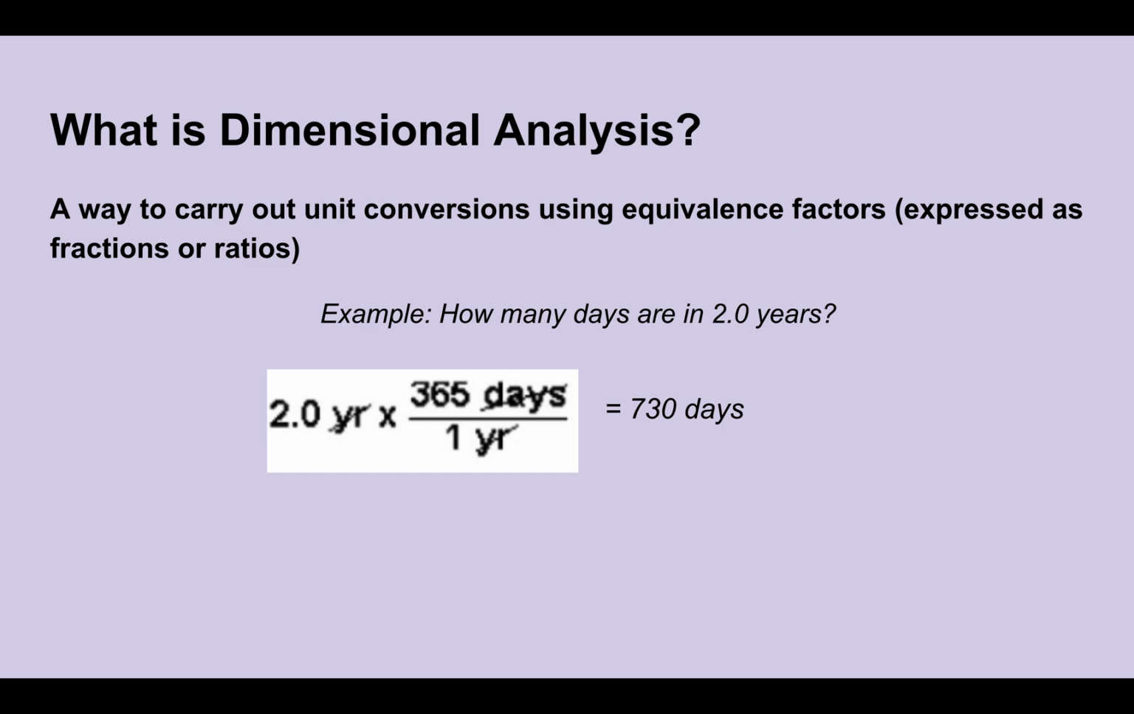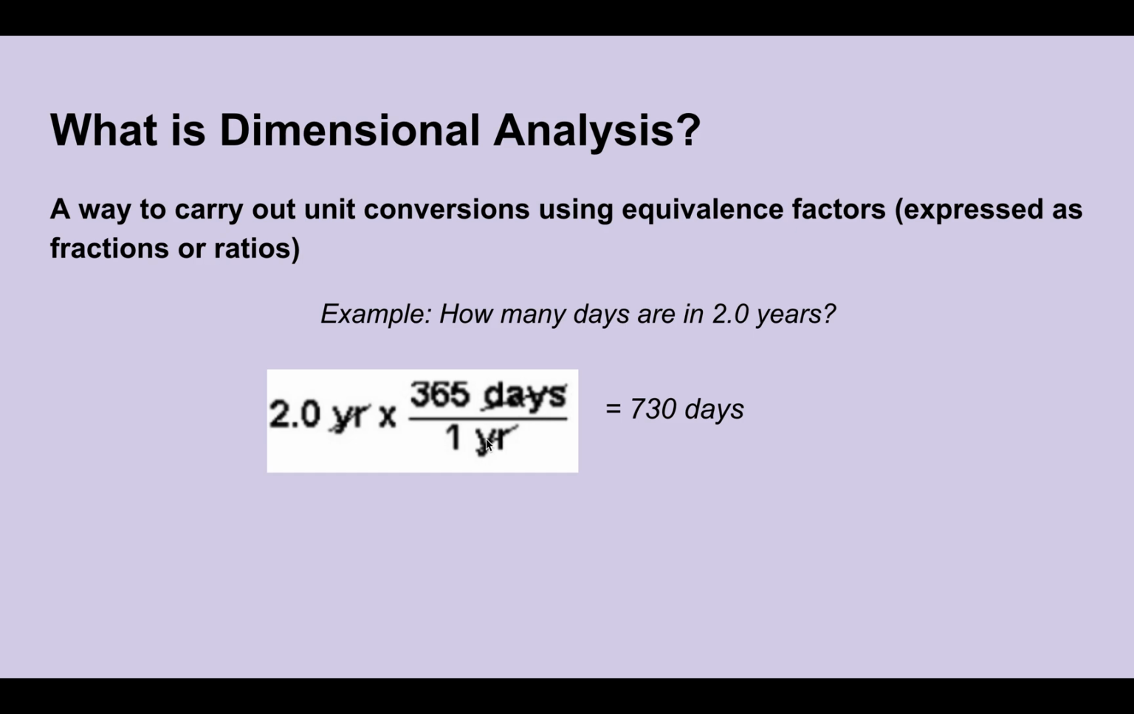So as you can see below, there's a calculation that involves multiplication and division, and it's centered around this example of how we would figure out how many days there are in 2.0 years. If you can see some features of this calculation, we write out the initial measurement, and through this multiplication problem we express these two other values, 365 days and 1 year, as a fraction.